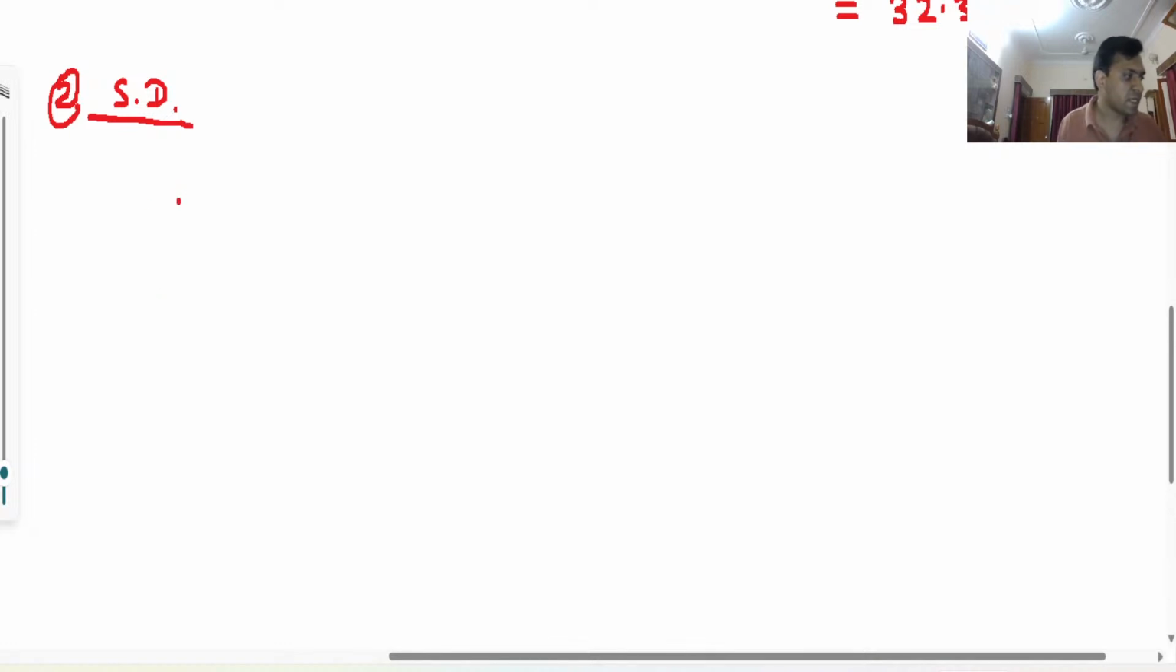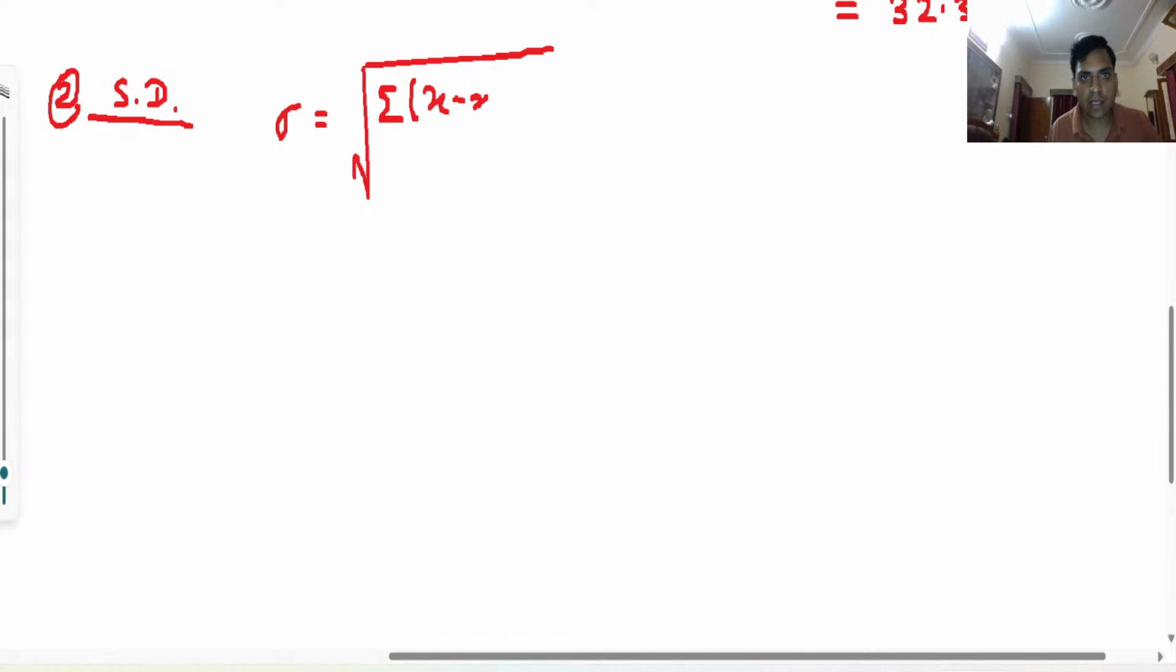So formula for standard deviation. Formula for standard deviation, as I taught, sigma equals under root of summation (x minus x bar) square divided by n. And you can write this in form of variance. If we take this under root this side, then this becomes variance.